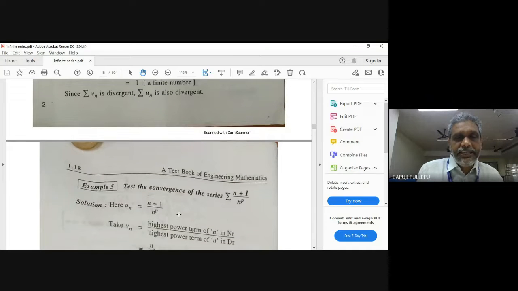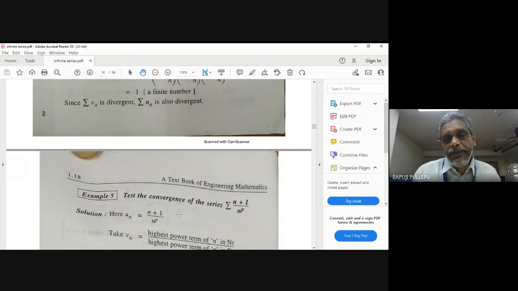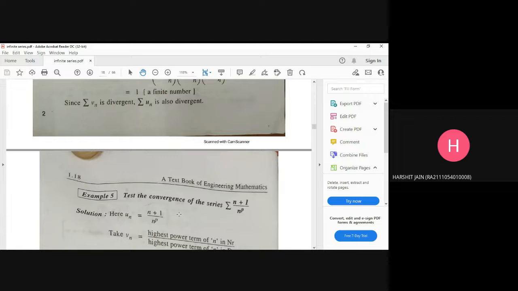Come on, what is Vn? Tell me. n plus 1 by n power p. What is Vn? In the denominator you can take n, in the numerator n you can take, in the denominator n power p you can take. n by n power p is what? 1 divided by n to the power p minus 1.